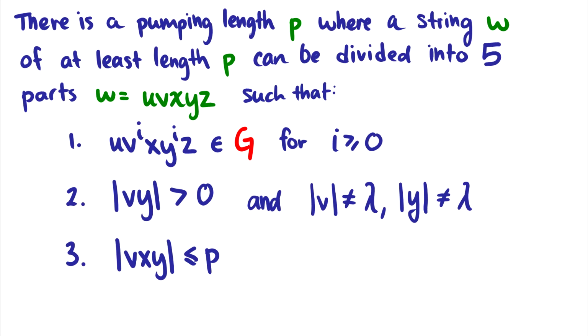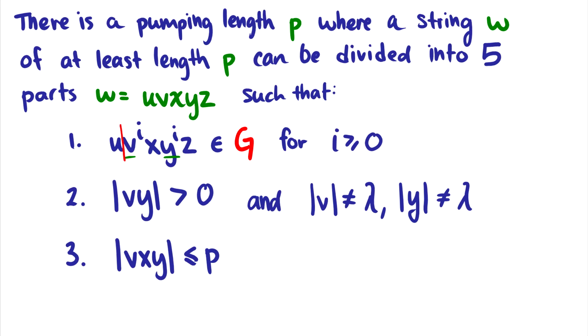So the formal definition states that there is a pumping length p, where a string w of at least length p can be divided into 5 parts, w equals u, v, x, y, and z, such that u v^i x y^i z are in our language or grammar for i greater or equal to 0. So notice how we're pumping v and y. And the length of v and y has to be greater than 0. So v or y cannot be empty, otherwise it'll be trivially true. And 3, the length of vxy is less than or equal to p.